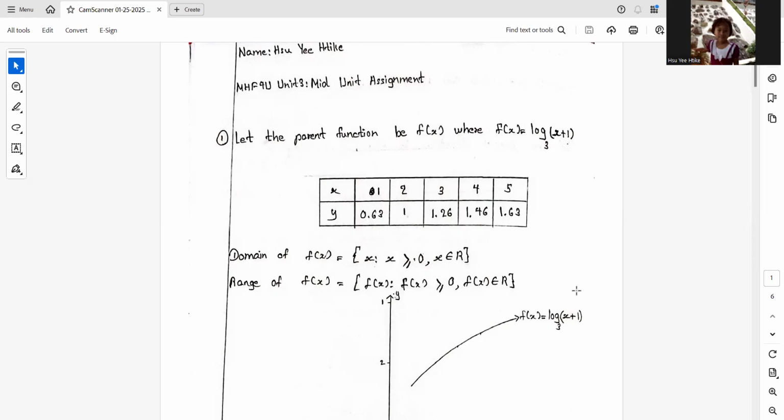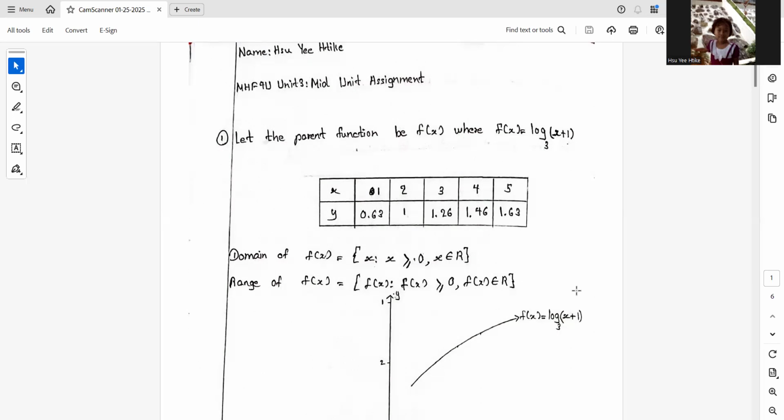Okay, let's start. For question 1, the question is: describe what happens to the domain and range of a logarithmic function under a vertical reflection. Support your explanation with diagrams.